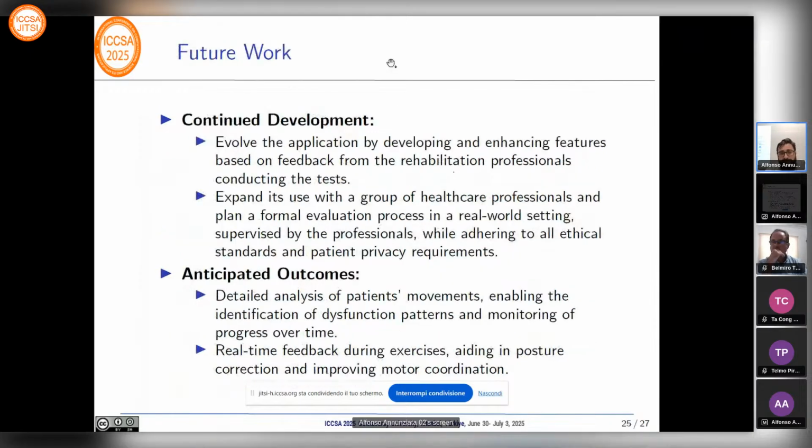Here we have some future work: evolve the application. So we need to evolve the application, collecting more data. We are trying now to expand our data set using LLMs, so you have real data. We're trying to input new data using ChatGPT, for example, Llama. It's a part of our study. Also expand the use to a group of healthcare professionals. Most of them are in Campinas and São Paulo, but we try to improve.